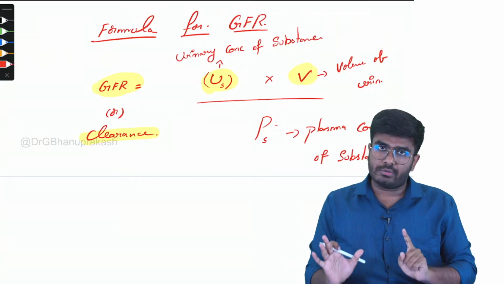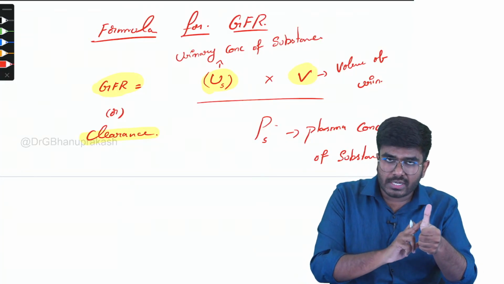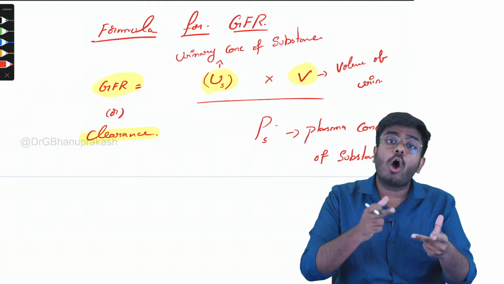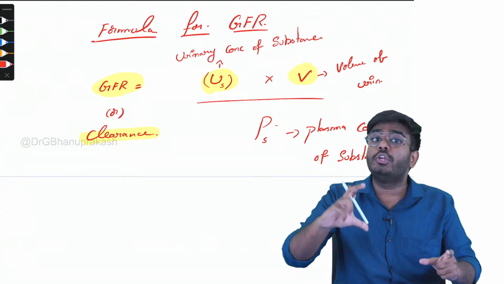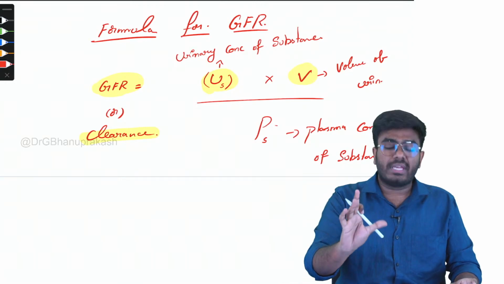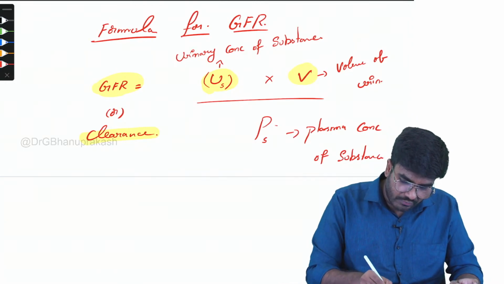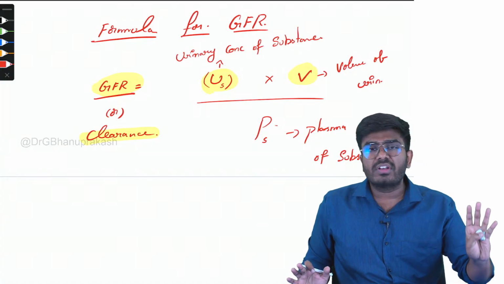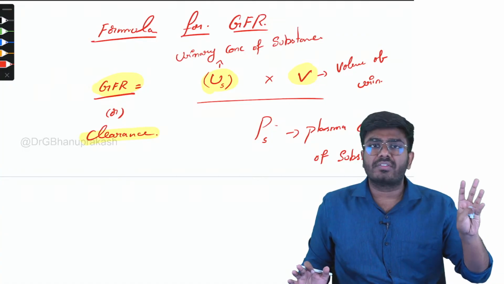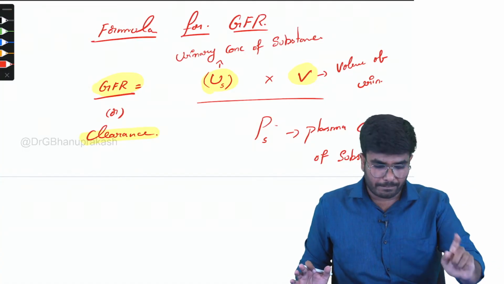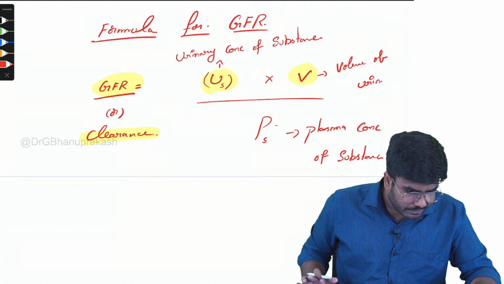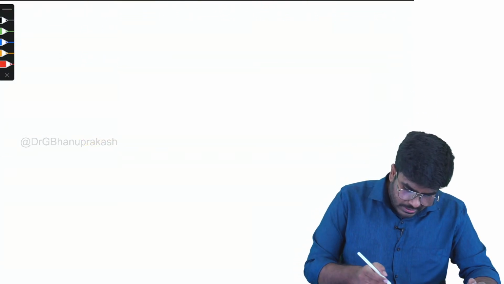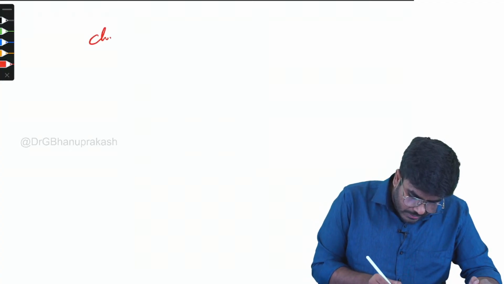If you know these three values, if you know the plasma concentration of a substance, if you know the urinary concentration of the same substance, and if you know how much amount of urine produced, then you can estimate what is the GFR or clearance. So close your eyes and tell me, what is the formula for GFR estimation, or what is the formula for clearance of a substance? UV by P.